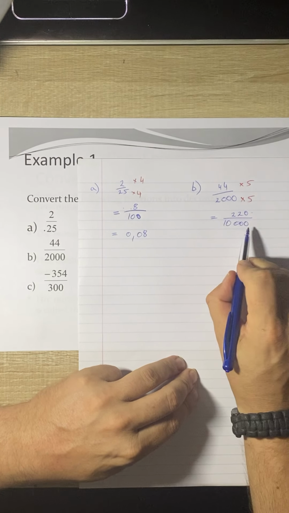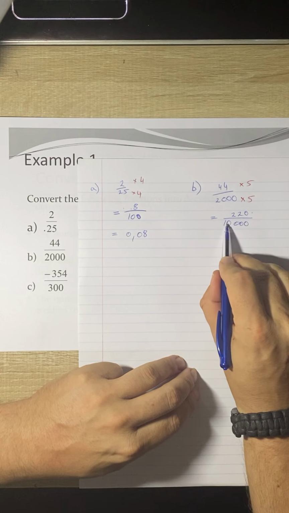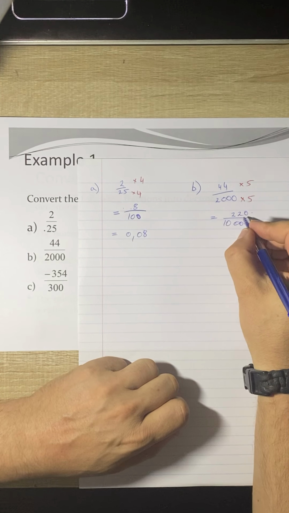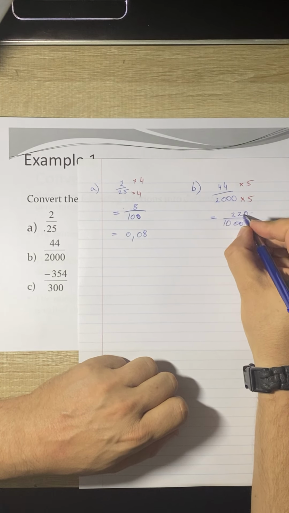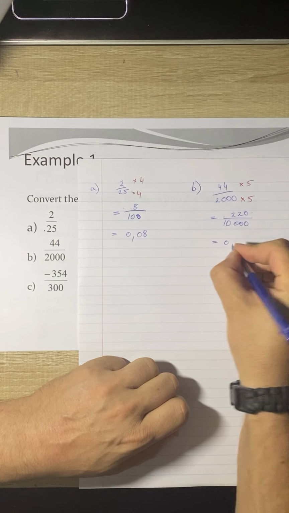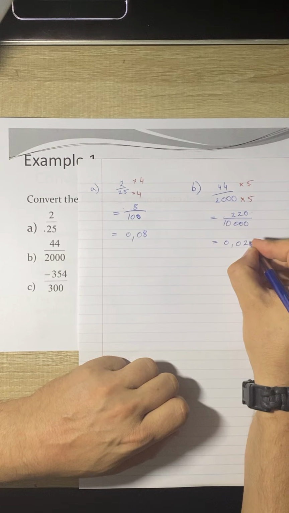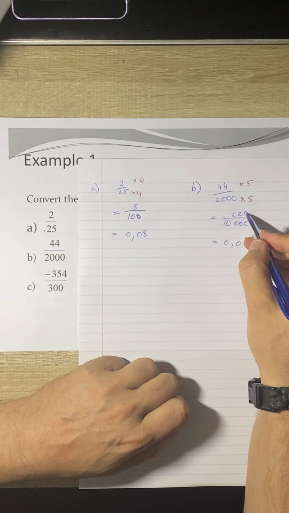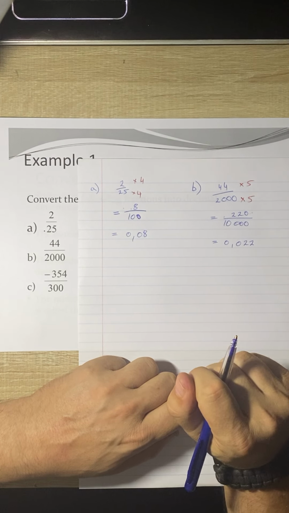220. Okay, so we've got 1, 2, 3, 4 zeros. So I must move the comma 4 places. 1, 2, 3, 4. So that's going to give us 0,022. I don't need to put that last zero in because it won't count.